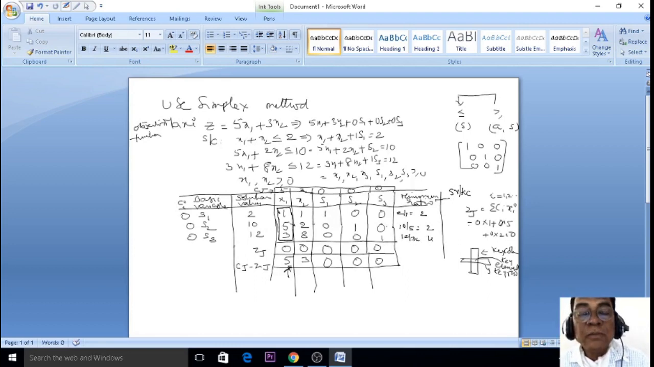For the key column, select the maximum value. For the key row, select the minimum value. Here 2 is the minimum, 2 is the minimum. You can select any one. This is a degeneracy problem; this type of problem is called degeneracy, where the minimum repeats. So better to make one box. This is called the key row.